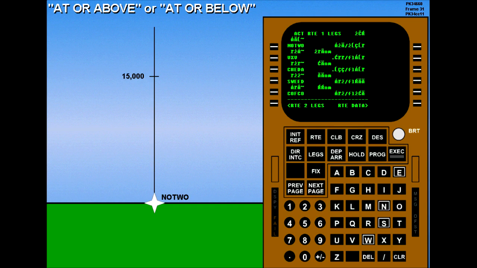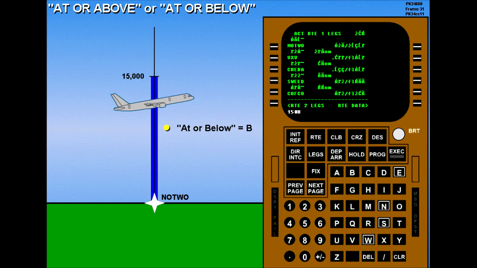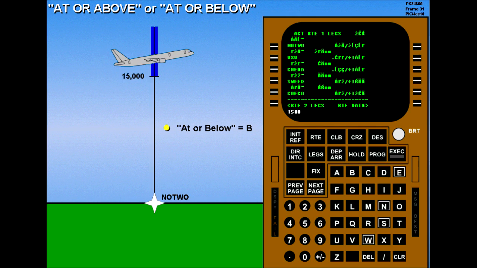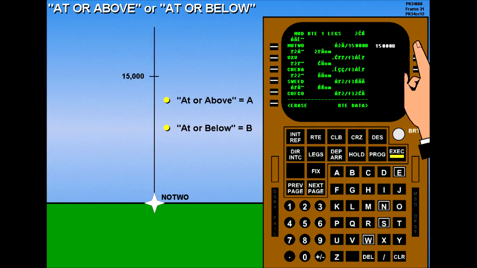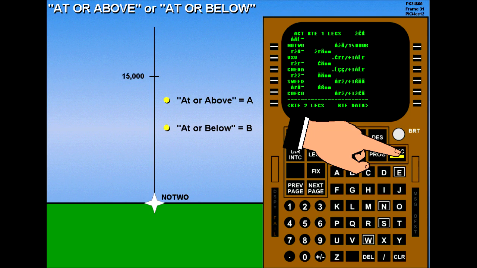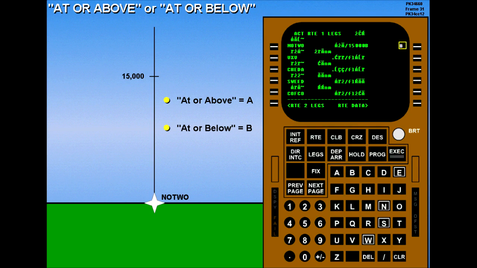If the constraint is to cross at or below an altitude, enter the letter B after the altitude. If the constraint is to cross at or above an altitude, enter an A after the altitude. When the constraint is entered and executed, the constraint altitude will be followed by the above or below restriction.